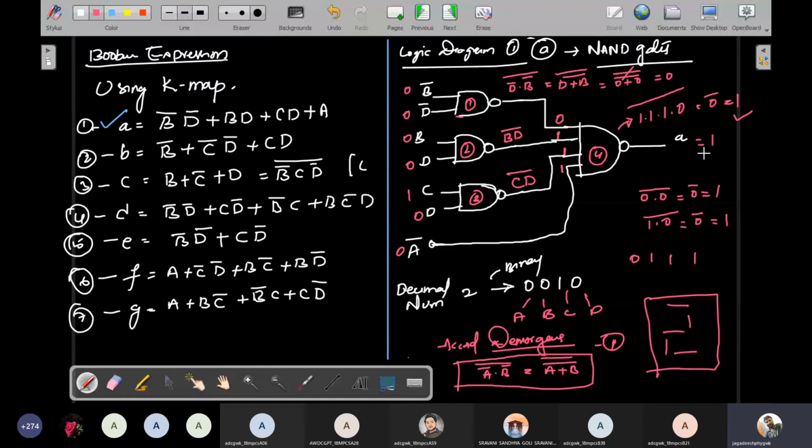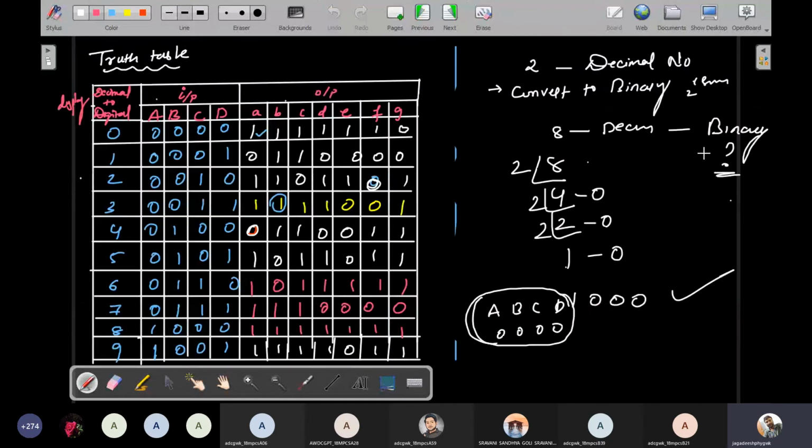A input for that decimal 2. So see decimal 2. What will you get as your output? 1. Okay, so take 0 0 1 0 as your inputs for decimal 2. You will get output 1. Understand? So this is the right connection pattern.